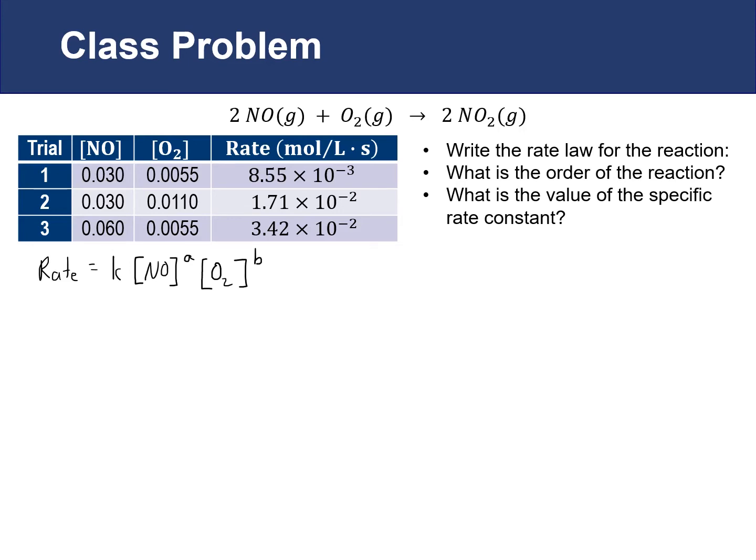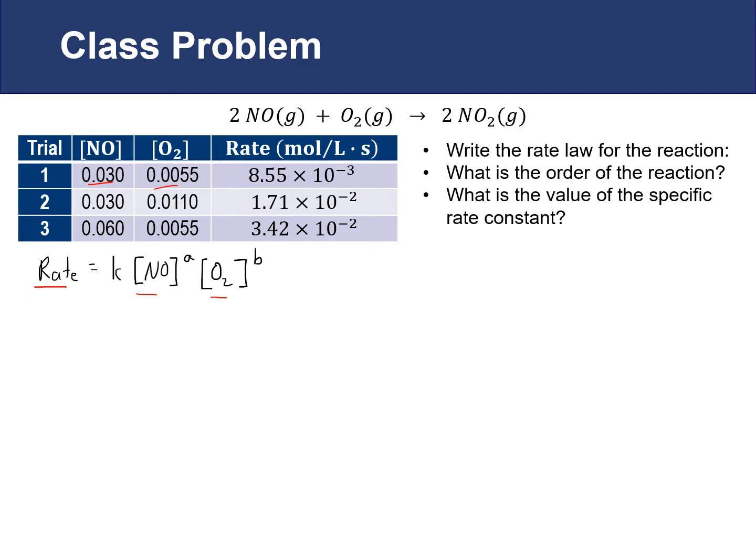Okay, so the problem that we run into immediately is if we look at any of these trials, we know what the rate is. So we have this value. We have our concentration for NO initial and our concentration for O2 initial, right? So we essentially have these two values. So we got one equation, but we don't know what K is, we don't know what A is, and we don't know what B is. So we have one equation with three unknowns, which is unsolvable.